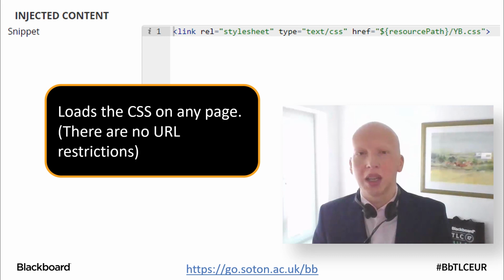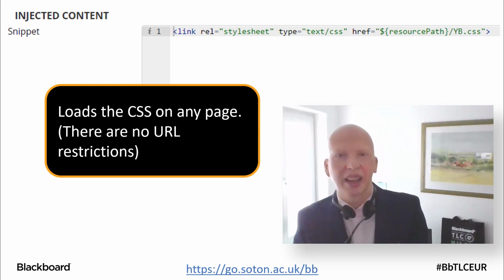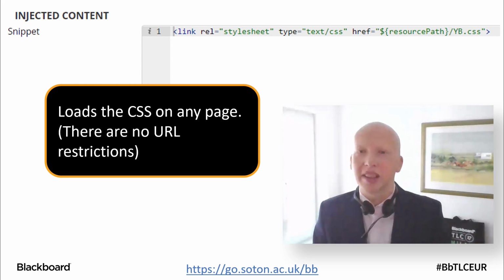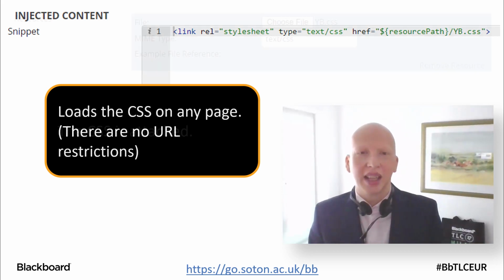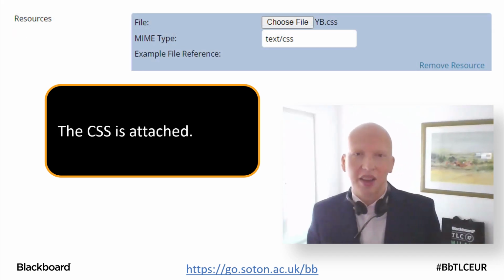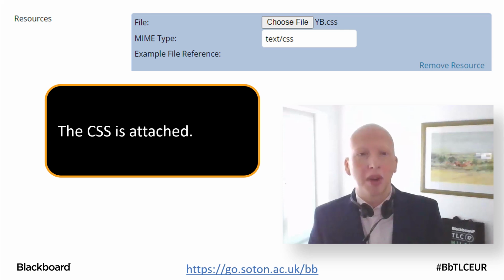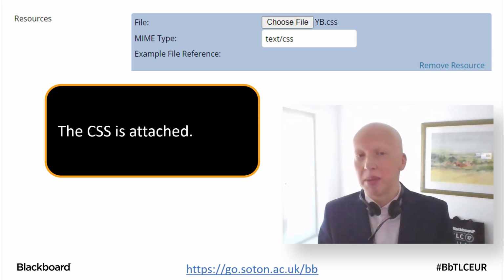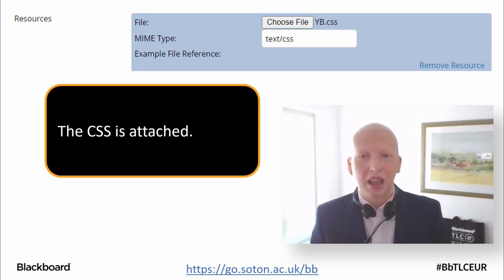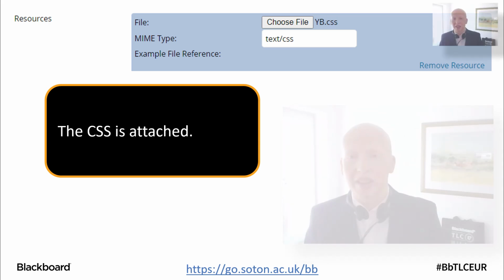It's a file called yb.css, which is within the resource path of this hack package because it's attached to it. And here it is attached to it. So that's the file yb.css. The MIME type is text/css. The injection point, by the way, is the top frame, just so it's loading all the time. It probably could be learning system, but I just went with top frame for no particular reason, but it works like this for sure.